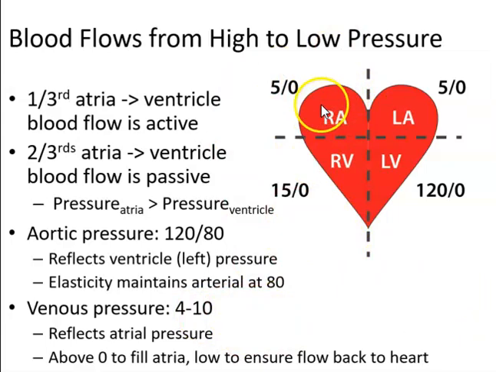And during its relaxation, the right atrial pressure goes down to 0, so that blood can flow from the veins with a higher pressure between 4 to 10 into the right atrium. So again, this venous pressure has to be higher than the pressure in the right atrium in order for blood to flow from the veins back to the right atrium.